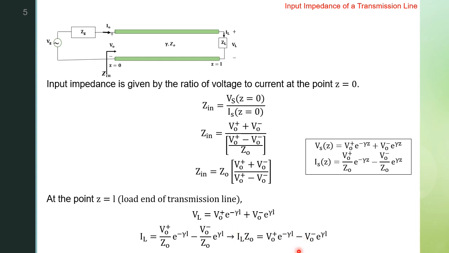So here we have two equations. If you add and subtract them, we will get V0 plus and V0 minus in terms of VL, IL and Z0, so that we can substitute it back here. So we are going to add these two equations as well as subtract them. Hence, on solving, we will get V0 plus and V0 minus.